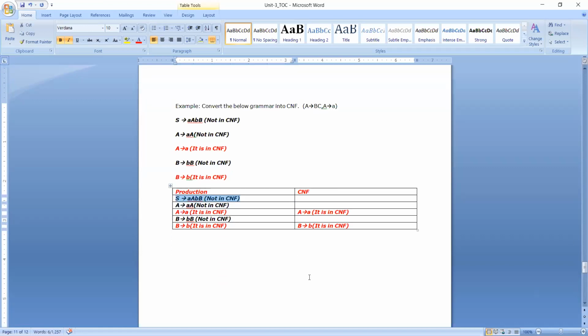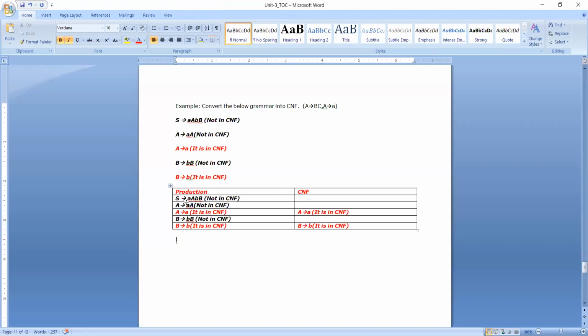What is that easiest one? Please observe. Let us take the second production. What is this production? A derives to small a capital A. But what we actually want is A derives to BC form. We need to have a variable in the place of small a, and this second symbol is already a variable.